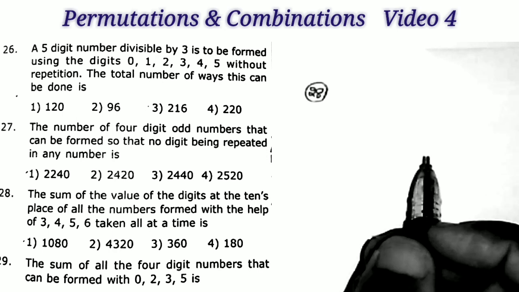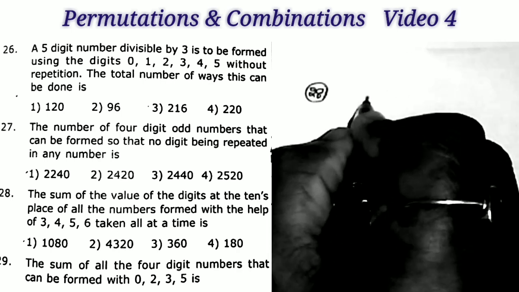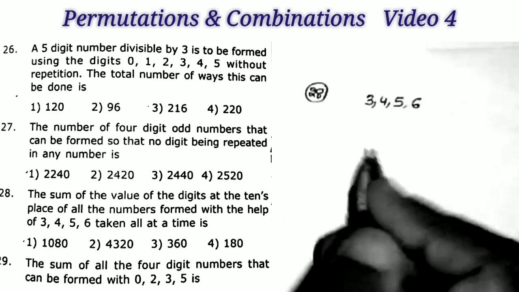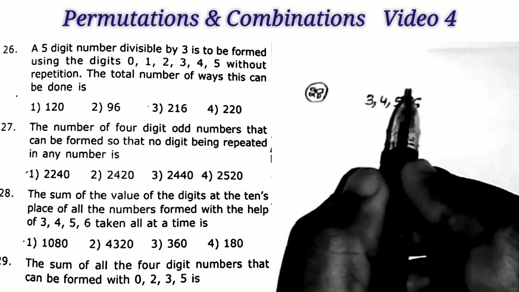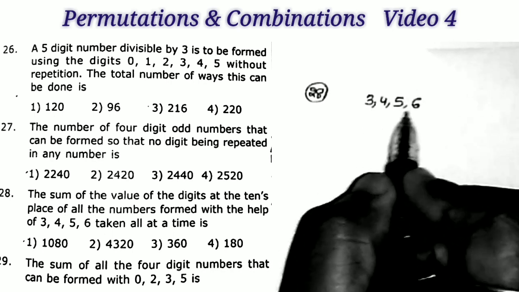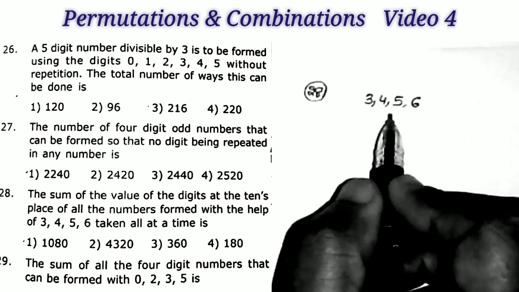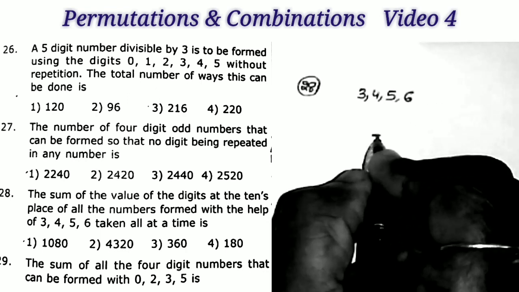Next question, sum number 28. The sum of the value of the digits at the tens place of all the numbers formed with the help of the numbers 3, 4, 5, 6 taken all at a time. Okay. The question is sum of the value of the digits at the tens place of all the numbers. Okay, listen. What we want, sum of the value of the digits at the tens place.